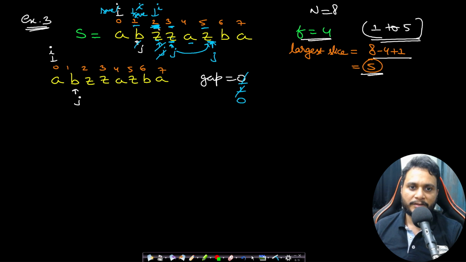Now compare this 2 with 5. They are matching. Compare this 3 with 6. They are not matching and z is larger. So what to do? The gap value was 1, right? So move j to j plus gap plus 1 and reset the gap value to 0.